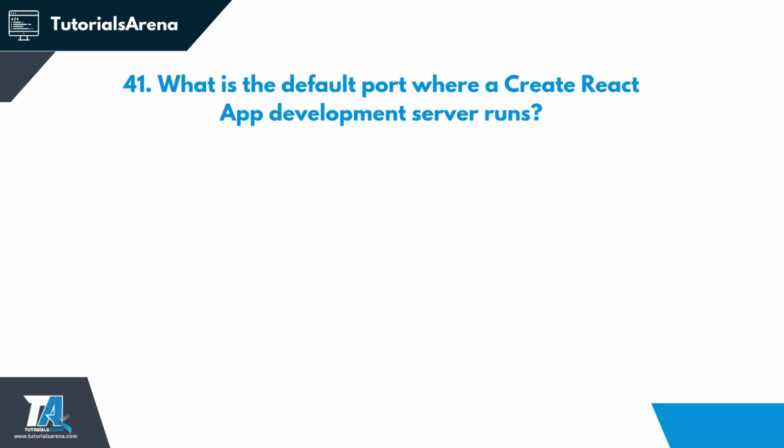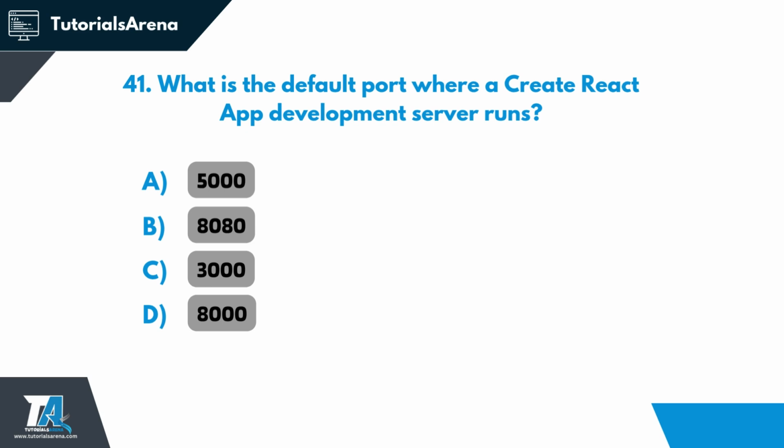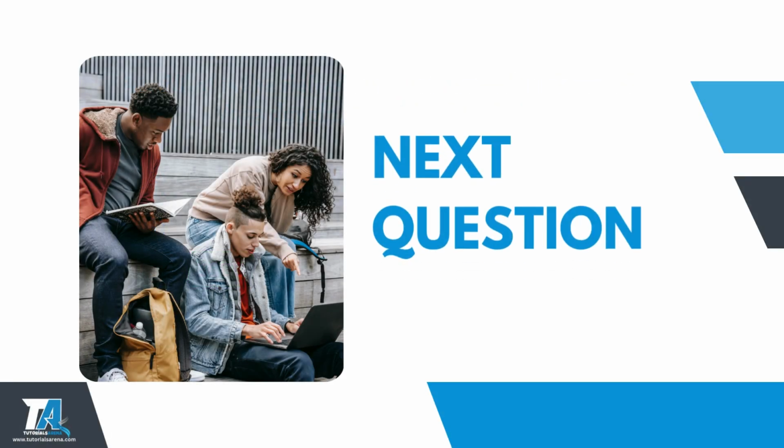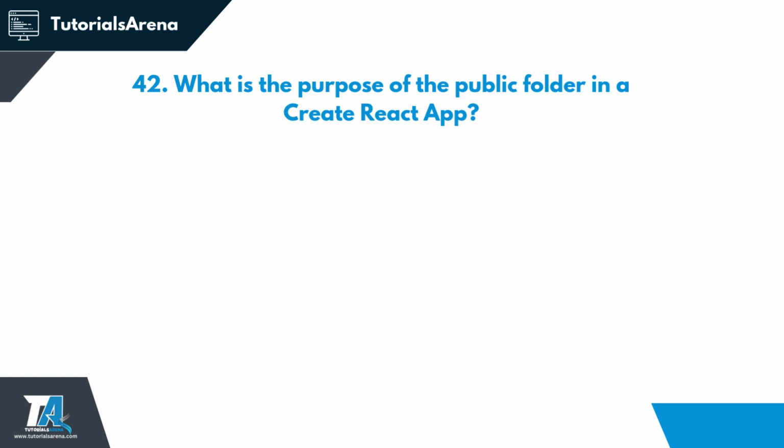Question 41. What is the default port where a Create React App development server runs? The options are option A, 5000. Option B, 8080. Option C, 3000. Option D, 8000. The correct answer is option C, 3000. Moving on to the next question. Question 42.